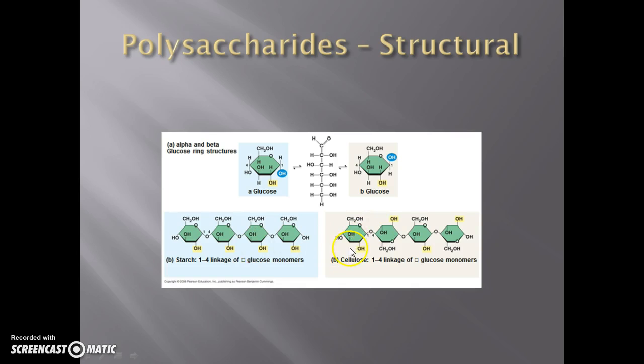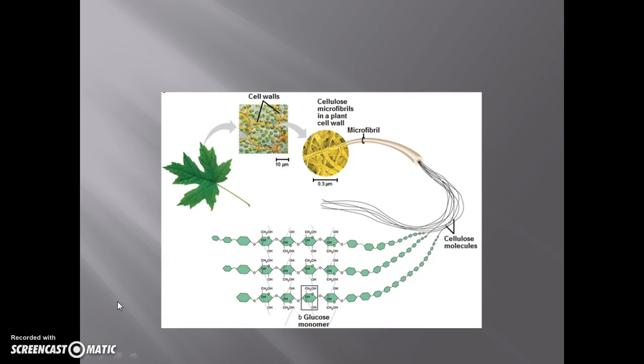Polymers with the alpha glucose are more helical, which is perfect for storage as they can kind of coil up a little bit more. However, polymers with the beta tend to be more straight, which reinforces strength, especially in the cell walls of plants. Here we can see those cell walls and the beta glucose molecules forming cellulose.